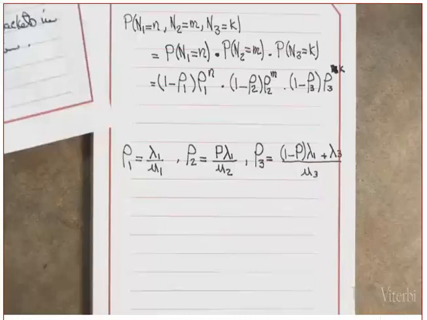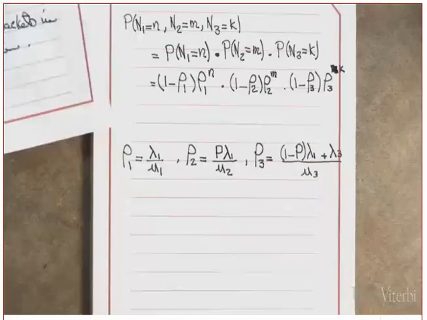T1. Can you tell me what is E of T1 separately? E of T1 is 1 over mu1 minus lambda 1. Do we agree? Agree? What is E of T2? It's 1 over mu2 minus P lambda 1. Do you agree? What is E of T3?